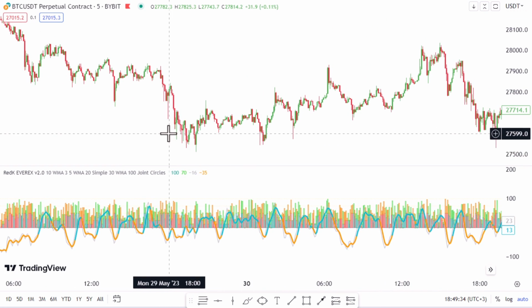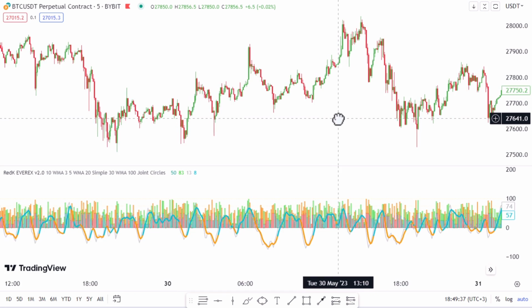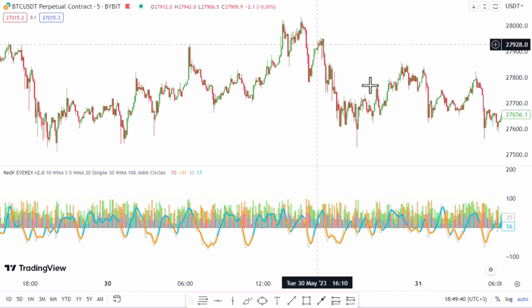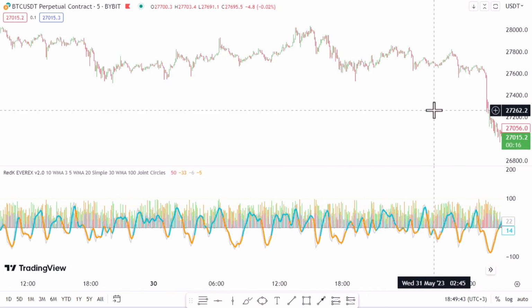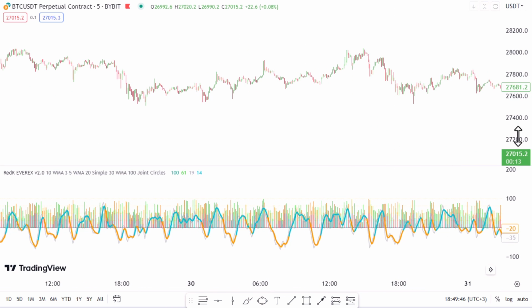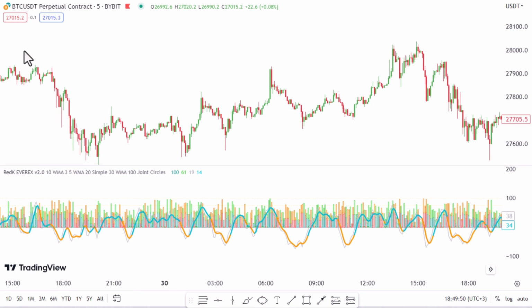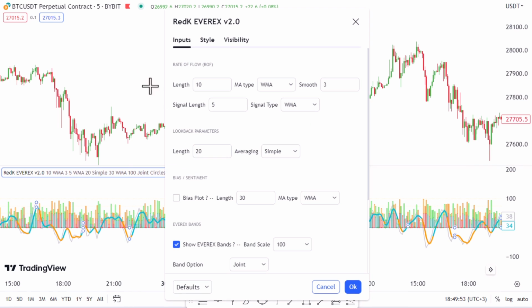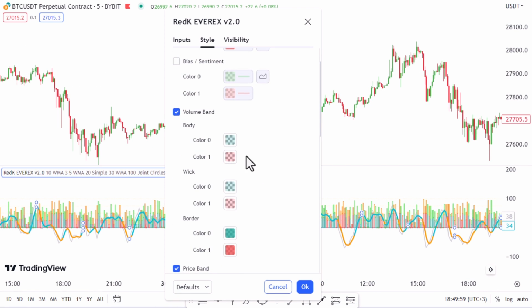For instance, if there is heavy buying volume but price doesn't rise significantly, this suggests that the market may not be as bullish as it seems. The LOFR, or let's say effort versus result, is a powerful tool for traders who can interpret its signals effectively.